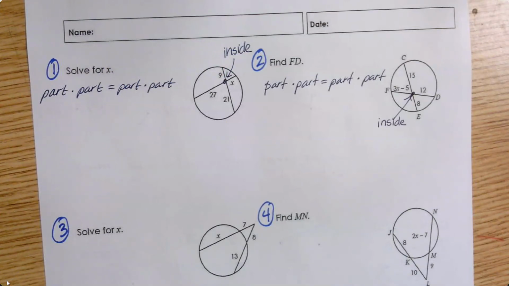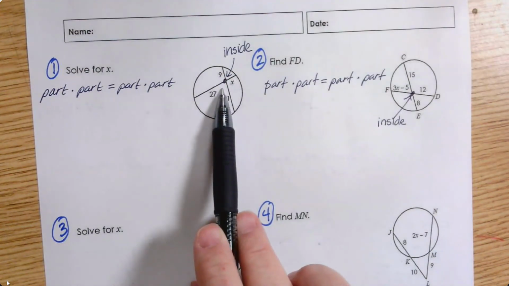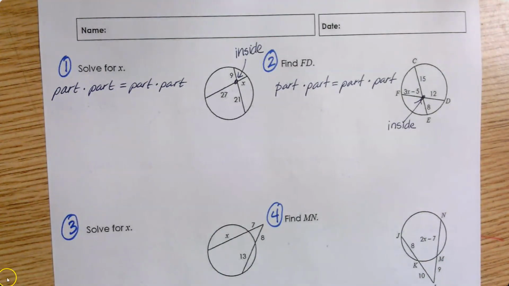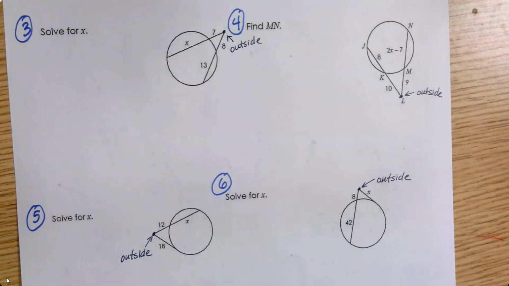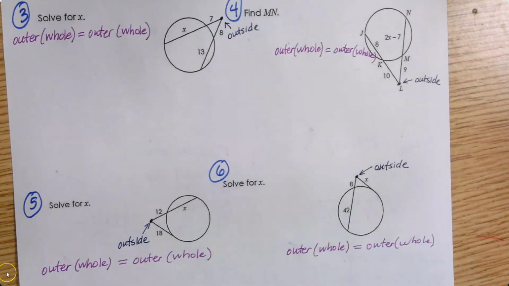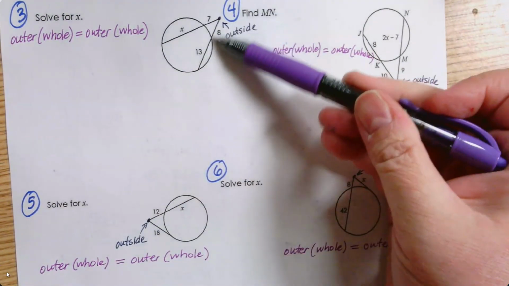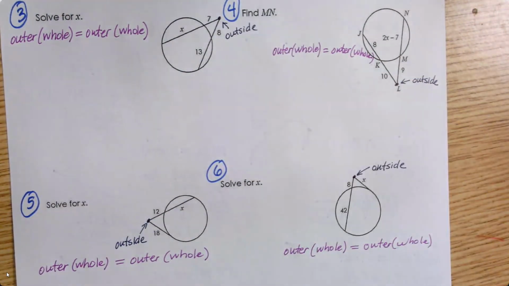Assuming you've already tried them at this point, let's look at how you should have set up 1 and 2. You should have noticed that these segments meet inside the circle on both of those. And so this is the rule you need to use for both. If you didn't set it up that way, go back and try again. For the next 4, notice that on all of these, the segments meet outside the circle. So you're going to use the other rule, which is the outer part times the whole thing on one segment equals the outer part times the whole thing on the other segment. If you didn't set it up that way, here's your chance to pause and go back and set it up that way.